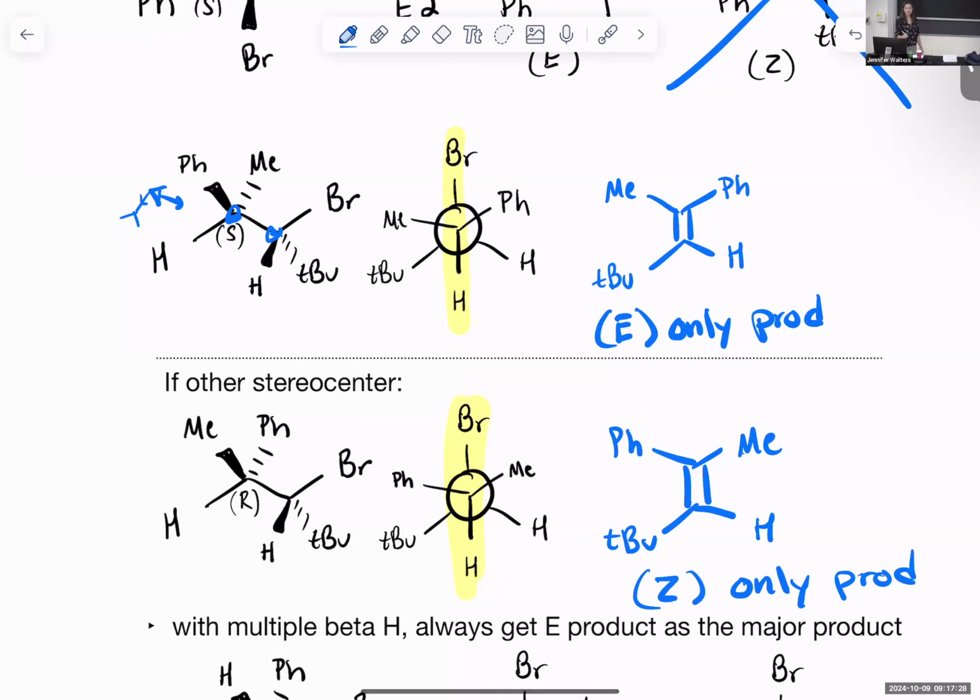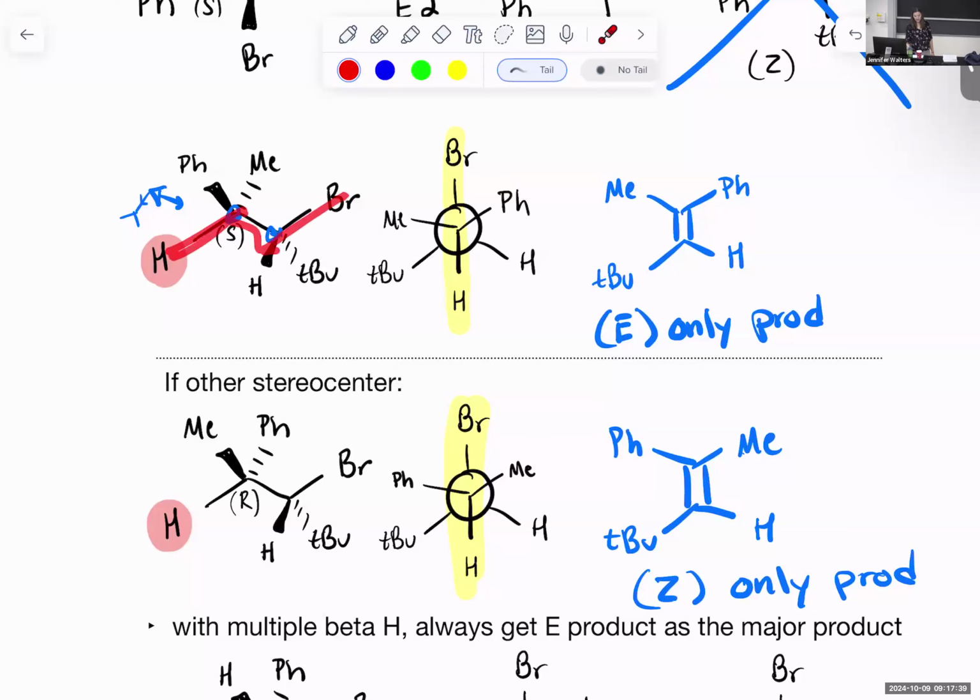So if you have only one beta hydrogen, just one hydrogen next door to pick from, you must look at what your three-dimensional arrangement is when it's anti-periplanar to know what the stereochemistry of the alkene product must be. Because the stereochemistry of the beginning is what's going to control the stereochemistry of the end.